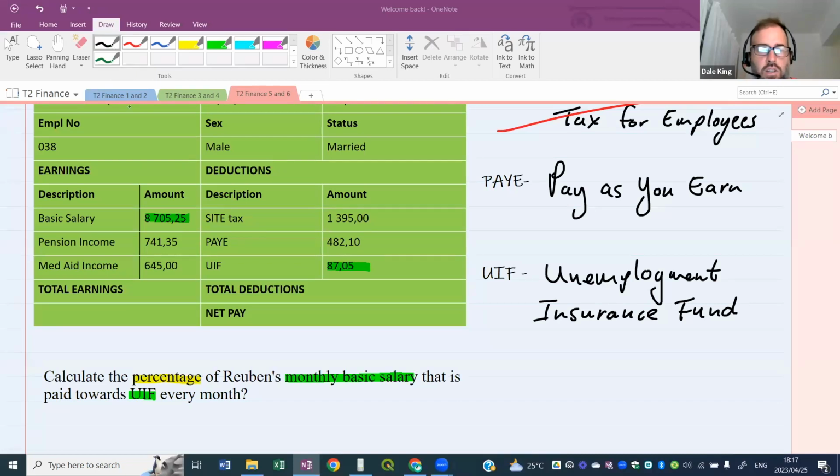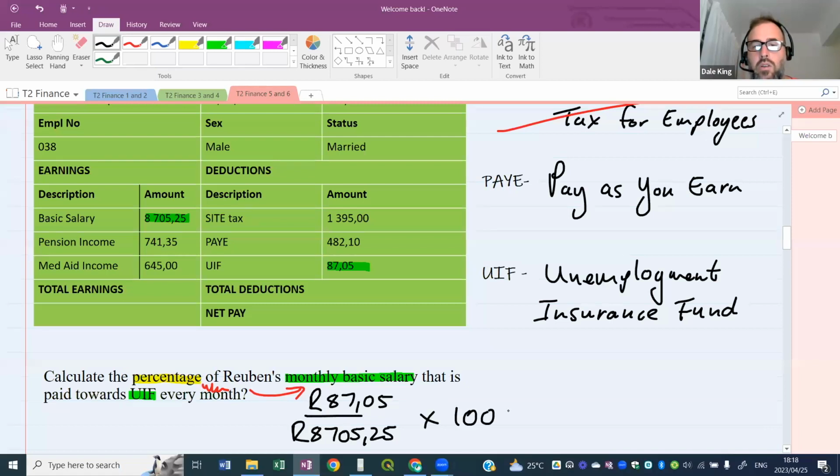Let's have a look at that calculation. To get this calculation, we need the UIF. To get a percentage, we need a fraction. Remember that. On top of this fraction, we need a value, and underneath it say calculate the percentage of. So this word here, of, is indicating what is going to be at the bottom of your fraction. So the basic salary is going to be at the bottom here. So 8705 and 25 cents. And at the top, we've got 87.05. And to get a percentage, we know we need to times by 100.